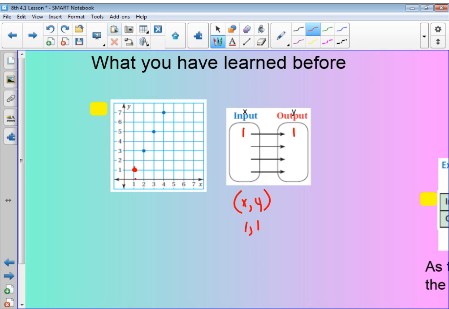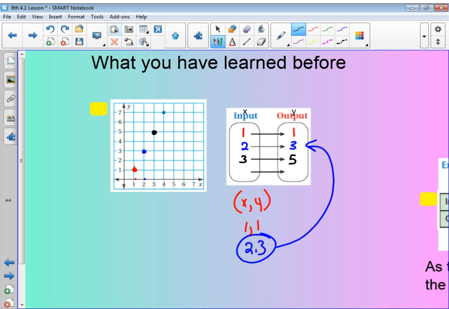Our next one, we'll do this blue dot. I went over to 2 and up to 3, so that would be 2 comma 3. My input was a 2, my output was a 3. Notice this is exactly the same as that line there. The third one we'll do is the black one: over to 3, up to 5, so 3 comma 5. And the last one in yellow: over to 4, up to 7, so 4 comma 7.